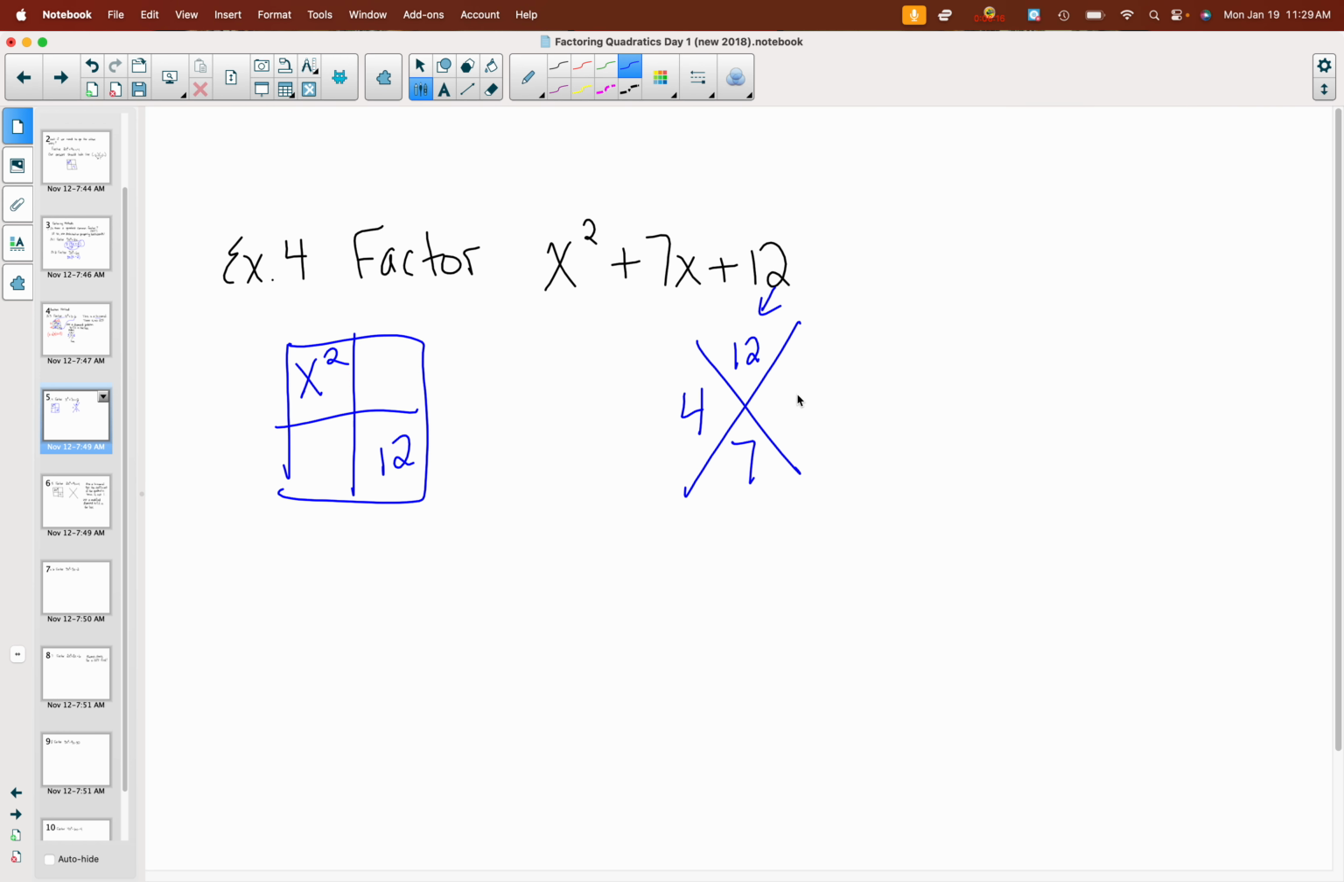And notice both of them are positive, so my numbers must both be positive. So I get a 4 and a 3. So one of these is a 4x, and again, it doesn't matter which one. And then you look in this row, I can pull out an x, which means this has to be an x, so that when I multiply, I get x squared. This would have to be a plus 4, so when I multiply, I get 4x. This would have to be a plus 3, and I double check the last box. Everything works. So when I factor, I get x plus 3 times x plus 4.